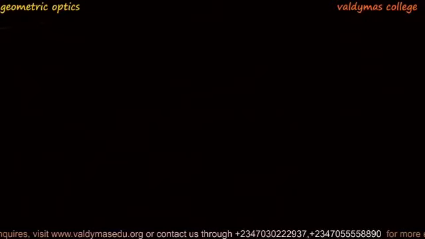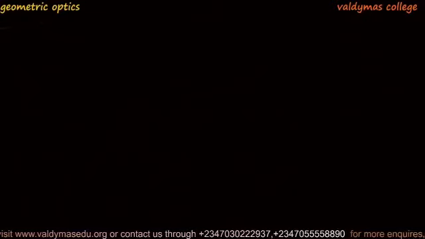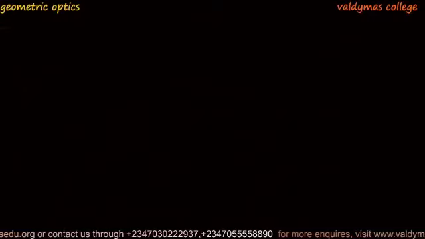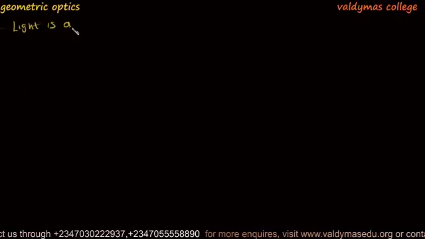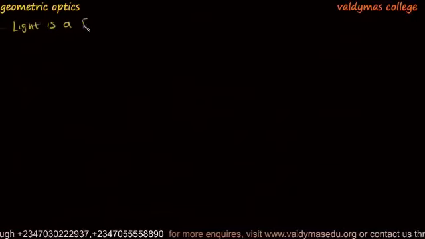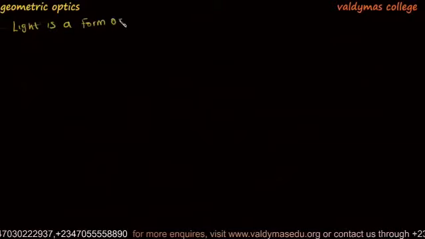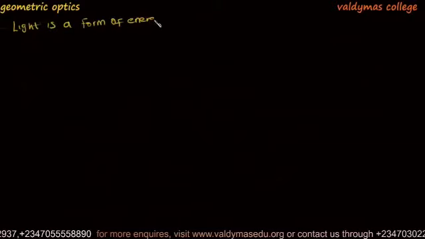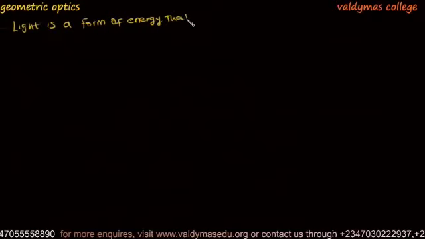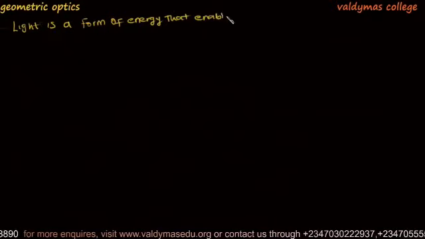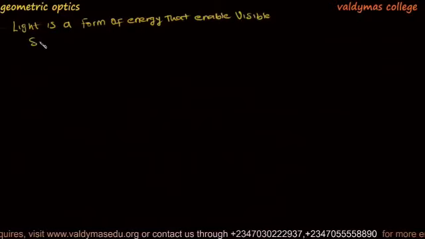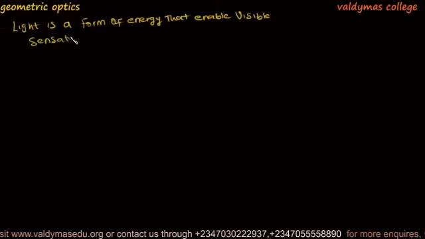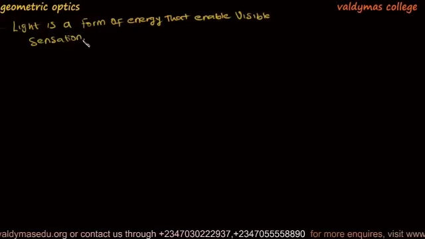Some substances do not permit light through them. And we also look at some principles. So now, what is light? Light is simply a form of energy that permits a visible sensation. So which means light is simply a form of energy.